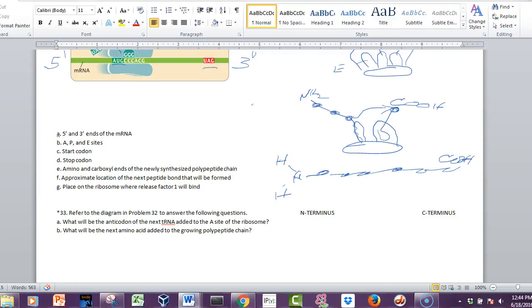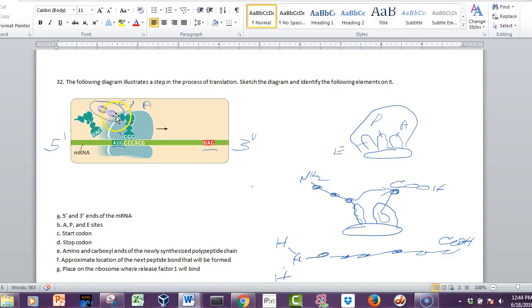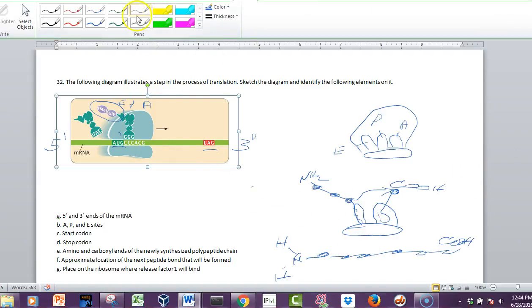All right, approximate location of the next peptide bond that will be formed. We're going to have another charged tRNA, so it's charged, meaning it has an amino acid on it. So that next one's going to have to come in here. It's going to have an amino acid on it, and then the peptide bond will be formed right in this area here.